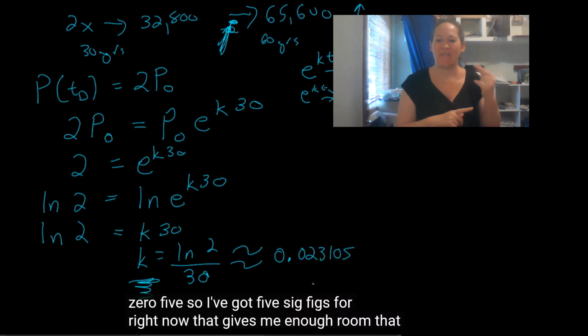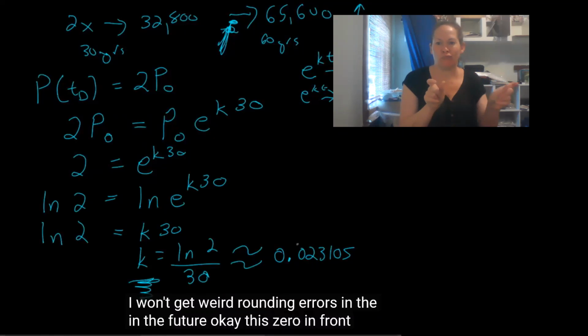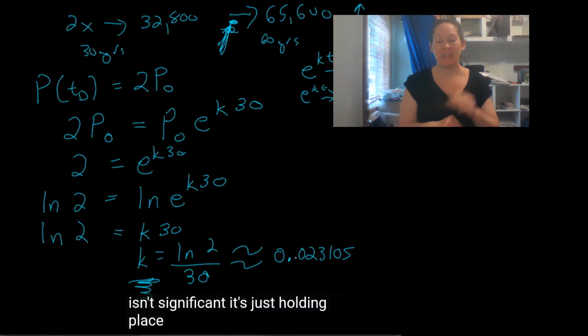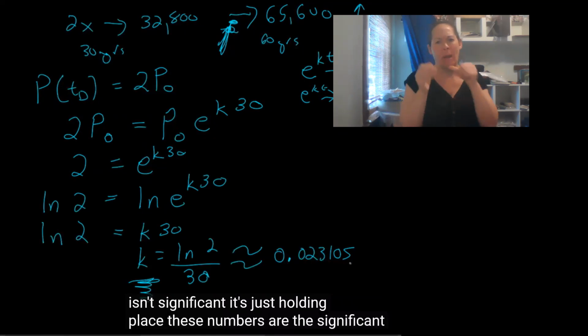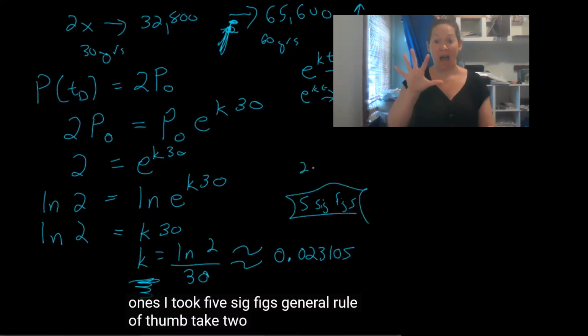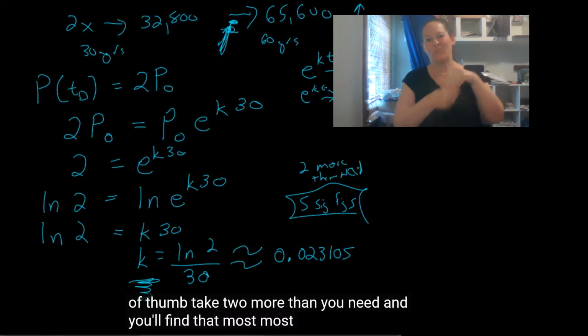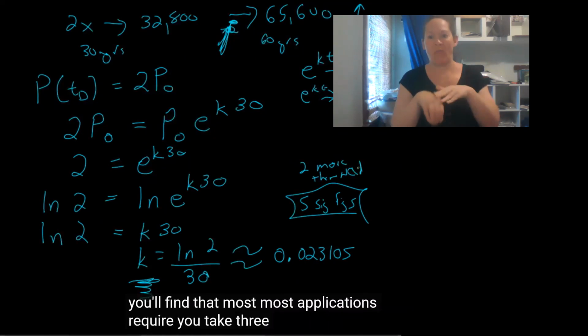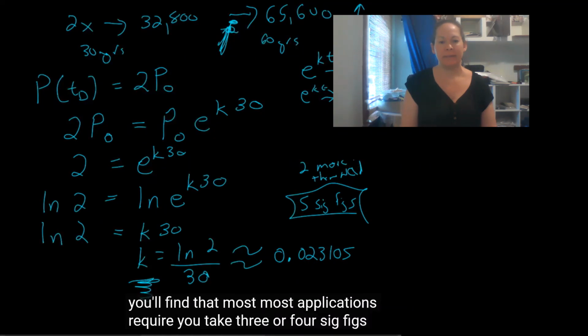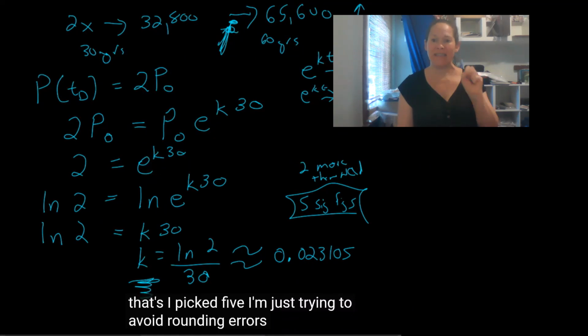That gives me enough room that I won't get weird rounding errors in the future, right? This 0 in front isn't significant. It's just holding place. These numbers are the significant ones. I took 5 sig figs. General rule of thumb, take 2 more than you need. And you'll find that most applications require you to take 3 or 4 sig figs. So I picked 5. I'm just trying to avoid rounding errors.